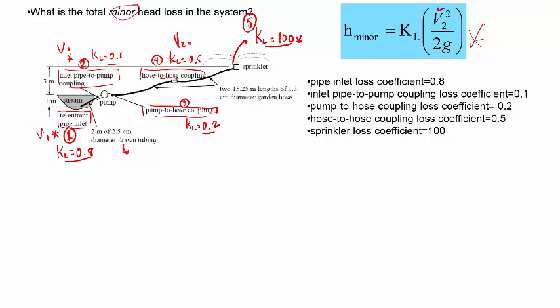Here we have 2.570 meters diameter of tubing. So the velocity here is Q divided by A, and the Q is given in the problem as 2.5 times 10 to the minus 4 cubic meters per second. And then we have the area, pi times 0.25 meters squared over 4. So V1 is 0.51 meters per second.